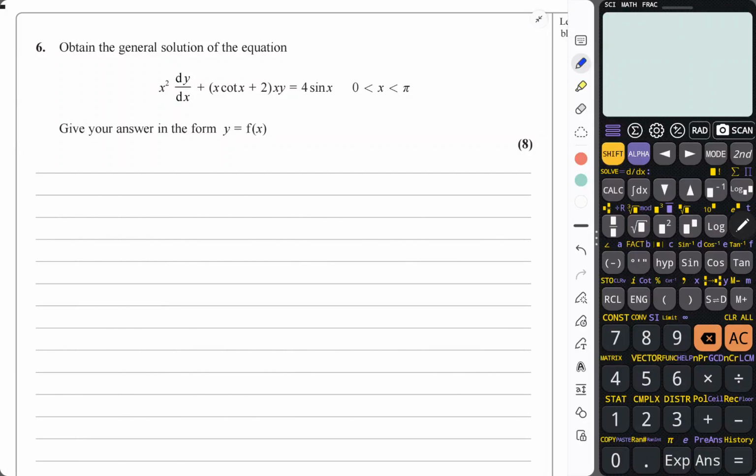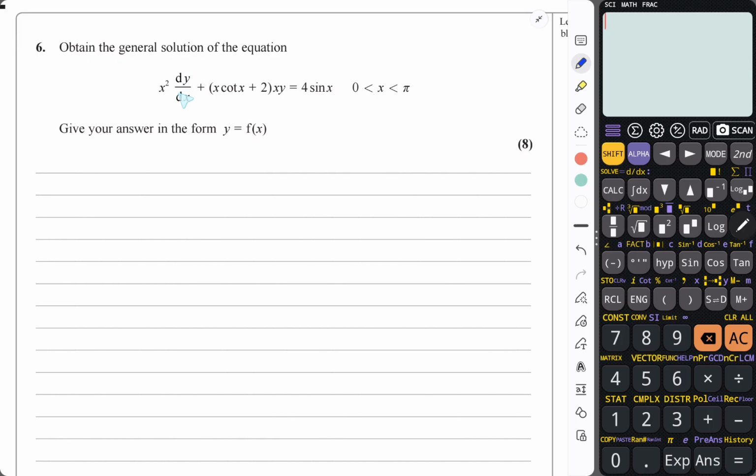Hi there, so let's have a look at this question 6, which is a differential equations question. We're asked to obtain the general solution of the equation given here, and we're told x is between 0 and pi, and we're asked to give our answer in the form y equals f of x. The highest order derivative we've got in there is the first. This is a first order differential equation.